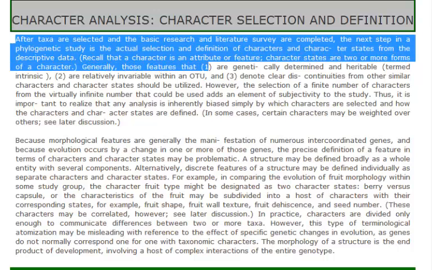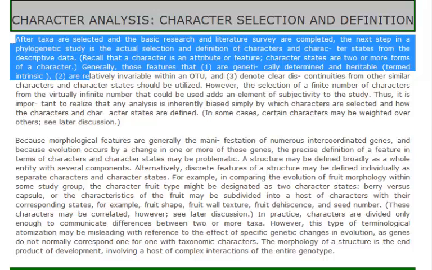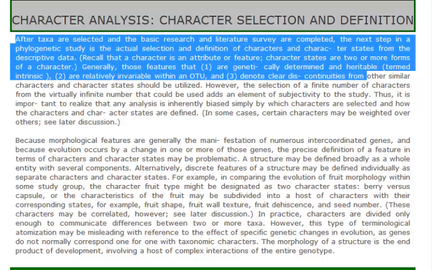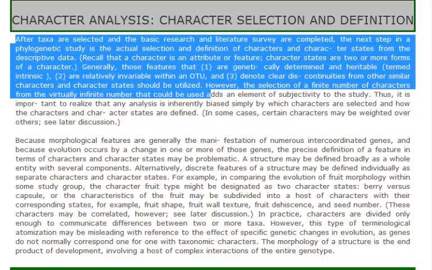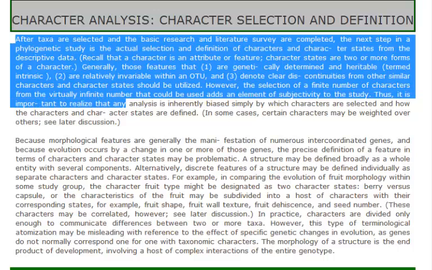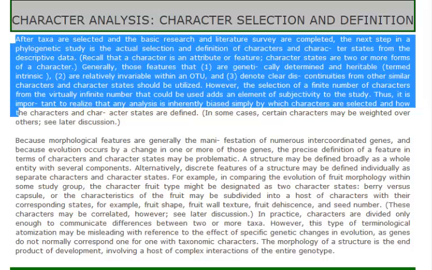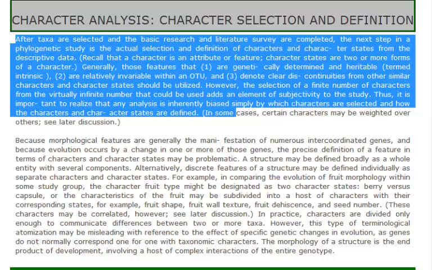Generally, those features that are genetically determined and heritable, termed intrinsic, are relatively invariable within an OTU, and denote clear discontinuities from other similar characters and character states, should be utilized. However, the selection of a finite number of characters from the virtually infinite number that could be used adds an element of subjectivity to the study. Thus, it is important to realize that any analysis is inherently biased simply by which characters are selected and how the characters and character states are defined. In some cases, certain characters may be weighted over others.